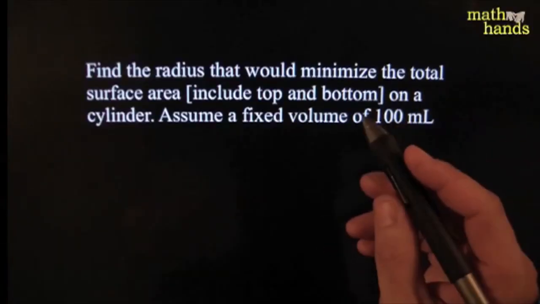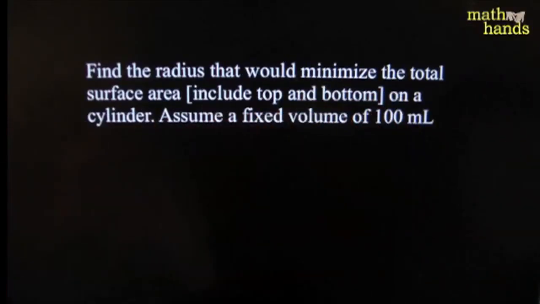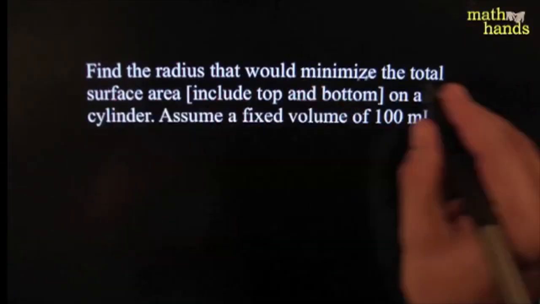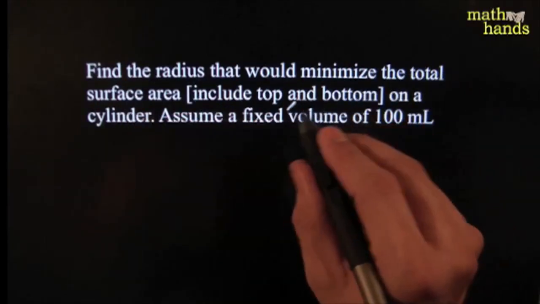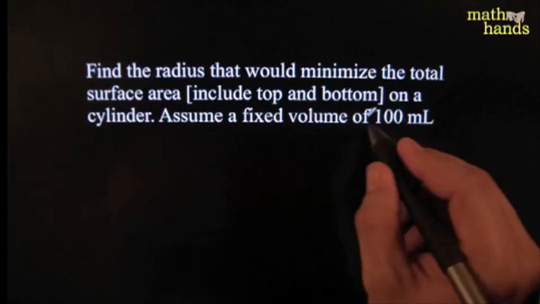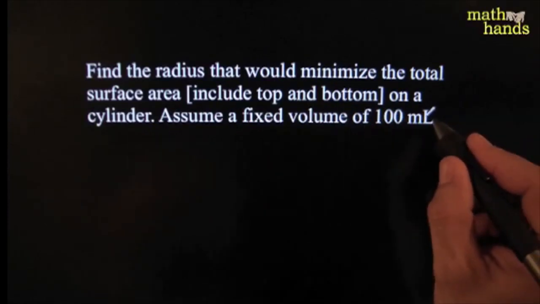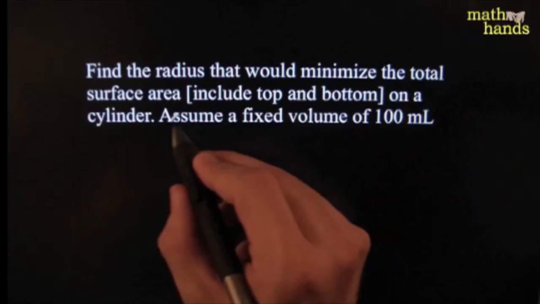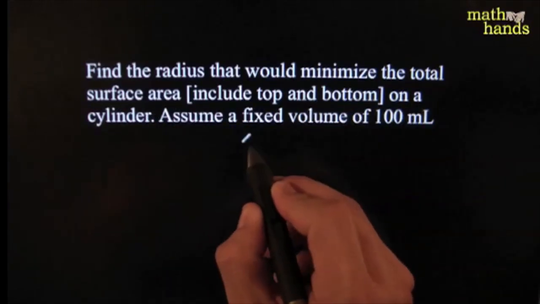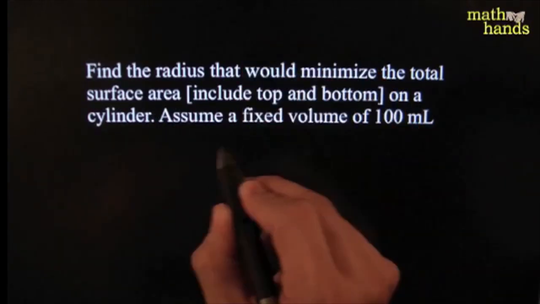Doing the problem. Okay, just noodle power here. So find the radius that would maximize or minimize the total surface area, including the top and the bottom, on a cylinder. Assume a fixed volume of 100 milliliters. That's all you would be given on a typical problem. So you say, all right, we've got a cylinder. So you start drawing your cylinder.